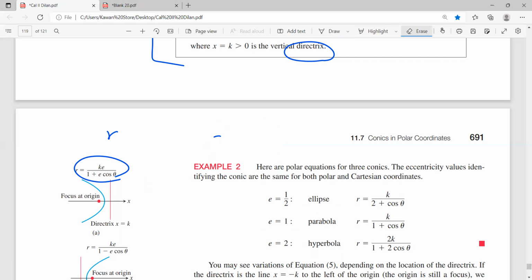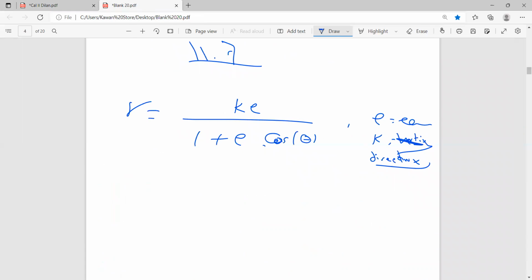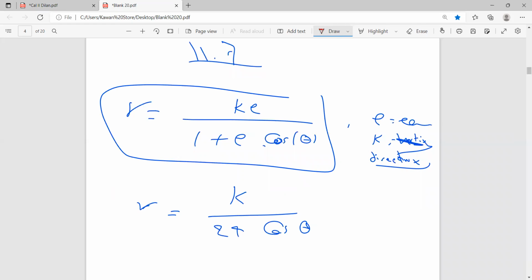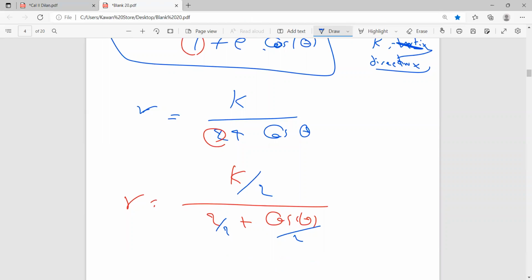For example, during the exam, I'll give you the equation R equal to 2K over 2 plus cosine theta. You know, this is the formula, so you should change this 2 to 1, because your formula has 1. So I'm going to divide by 2. R equal to K over 2 plus cosine theta, then divide that one by 2, that one by 2, that one by 2. Any question? If it's a 3, I'm going to divide by 3, because I want to change that one to be one. Can I confirm it?